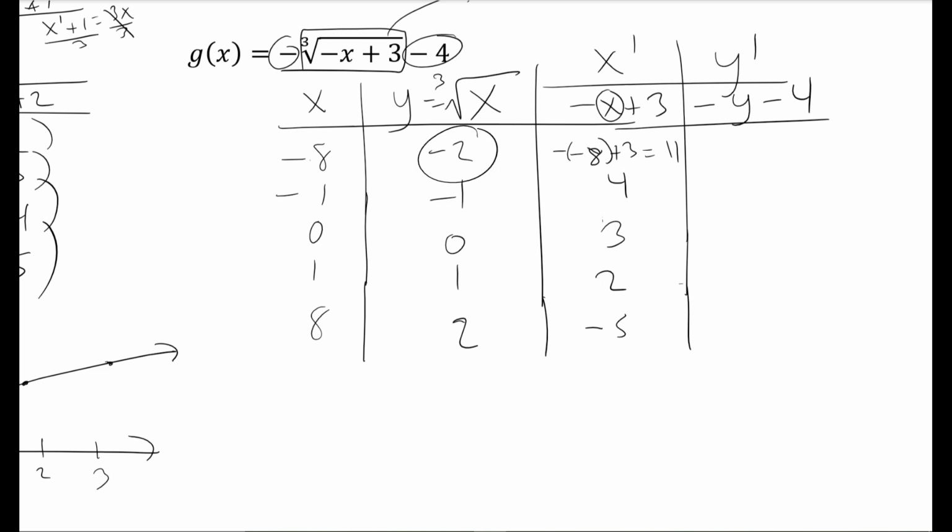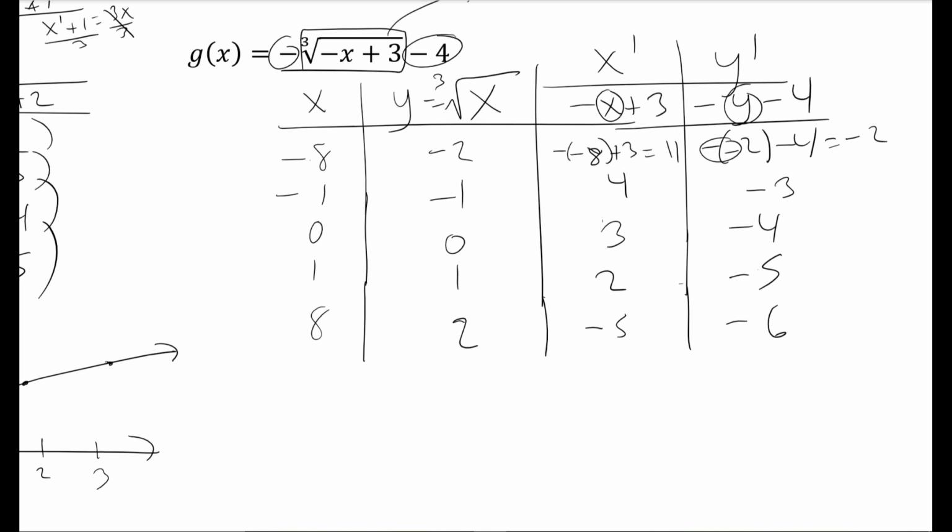Now we're going to plug in -2 in for y. So we get -(-2) take away 4. So we got 2 minus 4. So this is going to be positive. 2 minus 4 is -2. Now we got a -1. -(-1) is 1. 1 minus 4 is -3. Now we got a 0. -0 is 0. 0 minus 4 is -4. -1 minus 4 is -5. And then -2 minus 4 is -6.